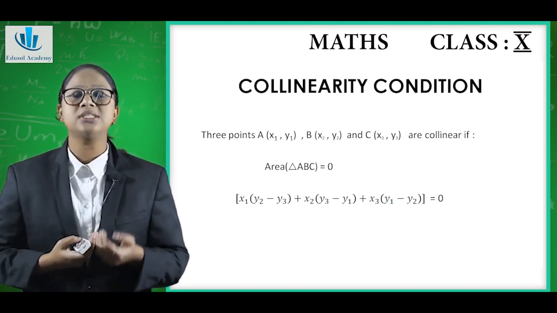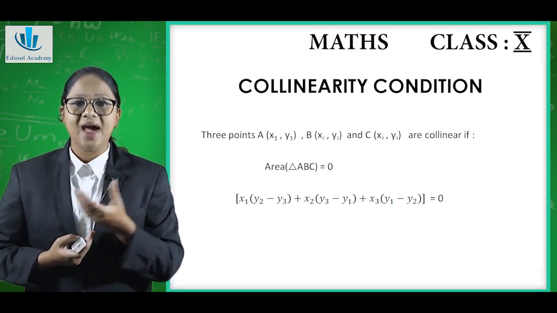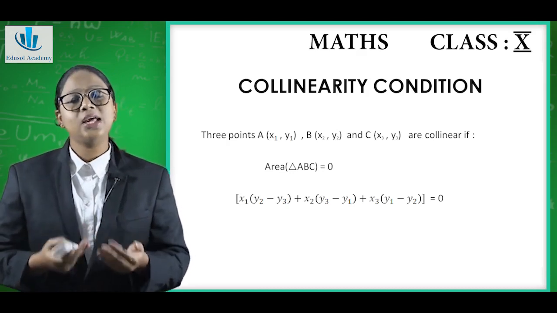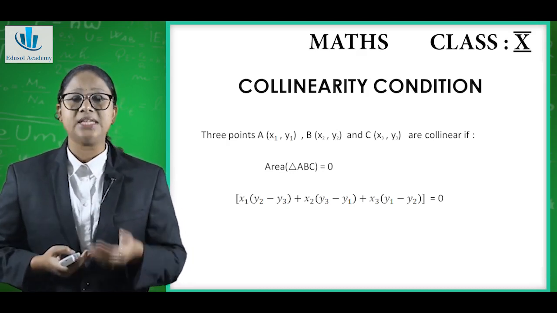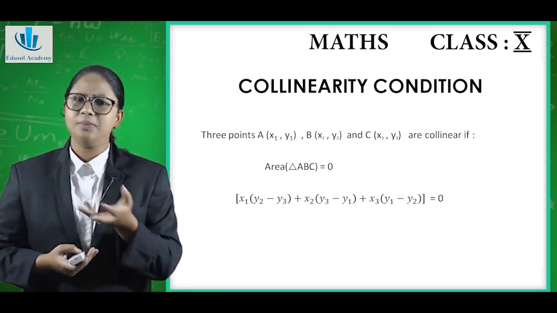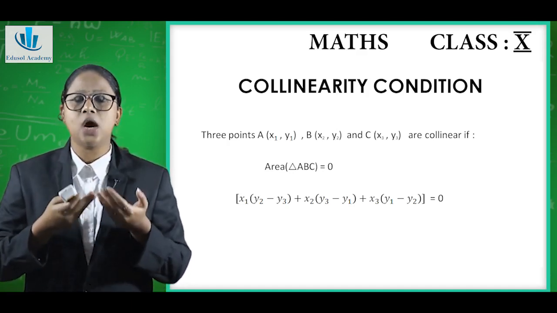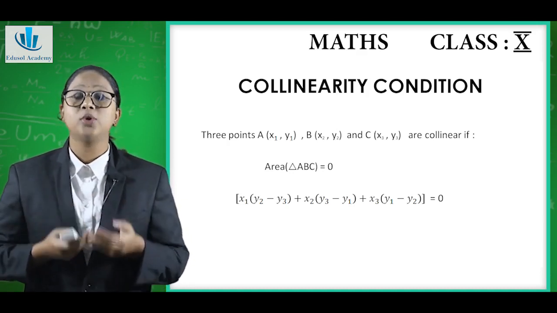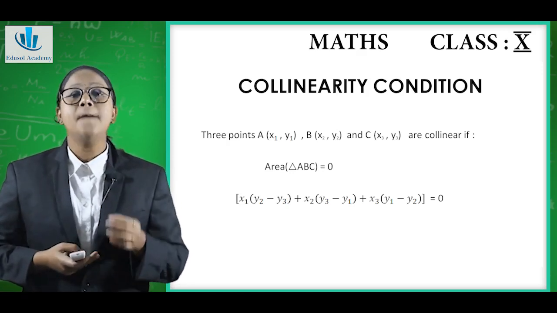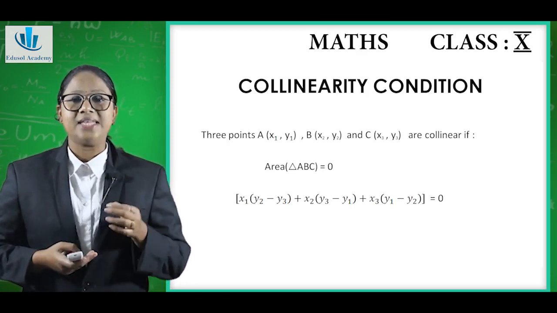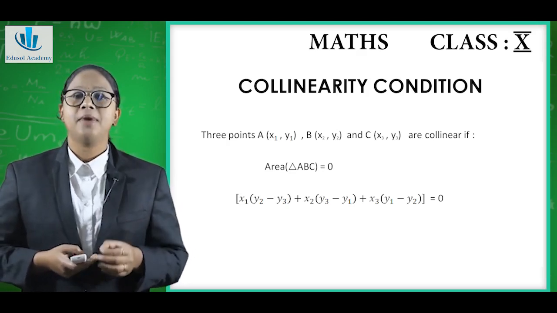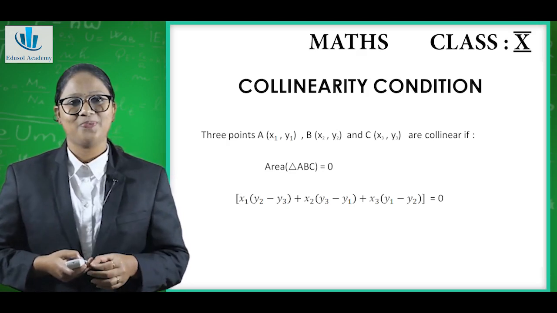So all you have to do is substitute these coordinate values in the equation for the area of a triangle and equate it to 0. While substituting, you can eliminate the half, because when we take it to the other side, it will go. So you can simply write the equation for collinearity as x1 into (y2 minus y3) plus x2 into (y3 minus y1) plus x3 into (y1 minus y2) equal to 0.